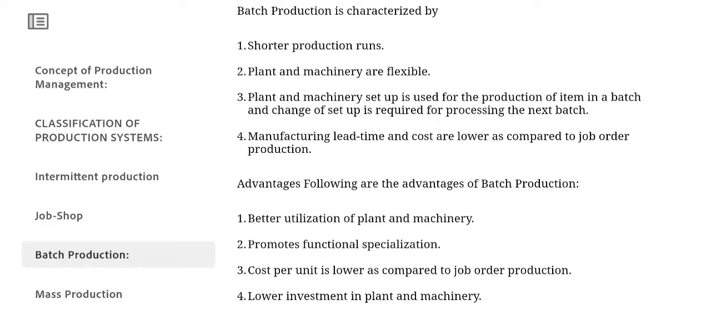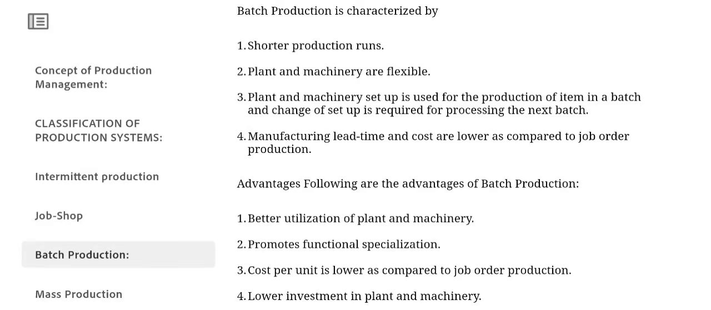Because in the batch or lot system, we are going to store the production material that we have, and that's why we save manufacturing time, because we already have that material ready in our stock. So these are the batch production characteristics.